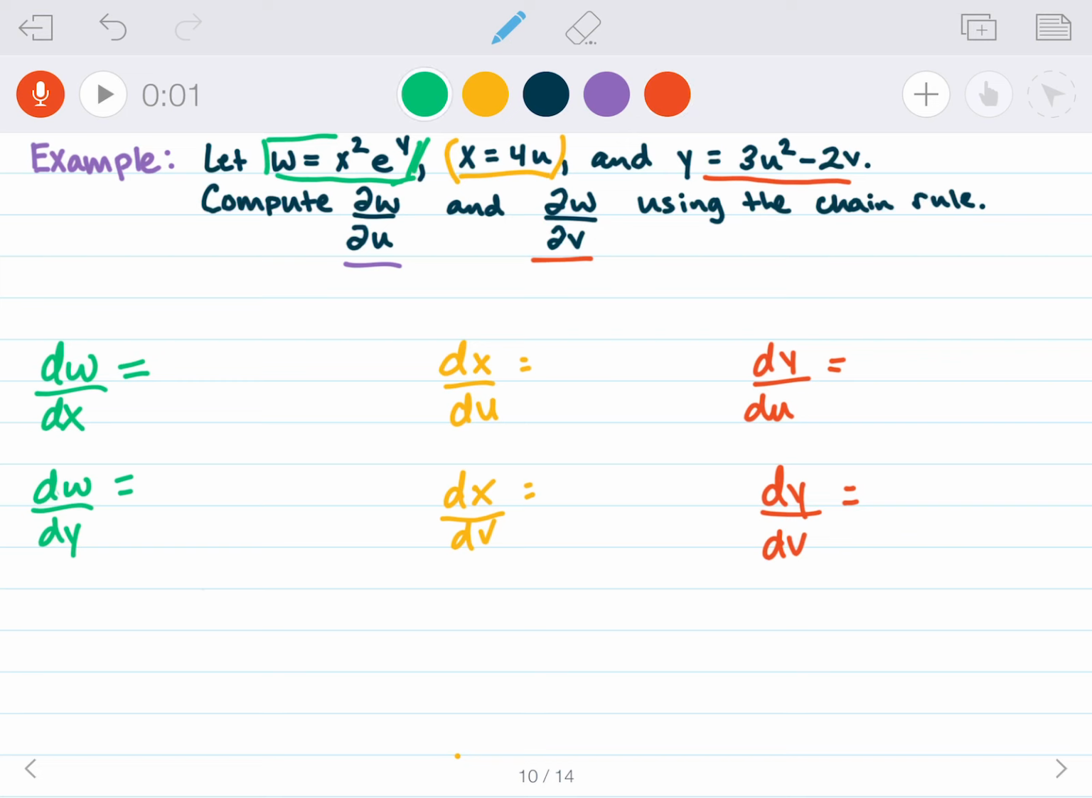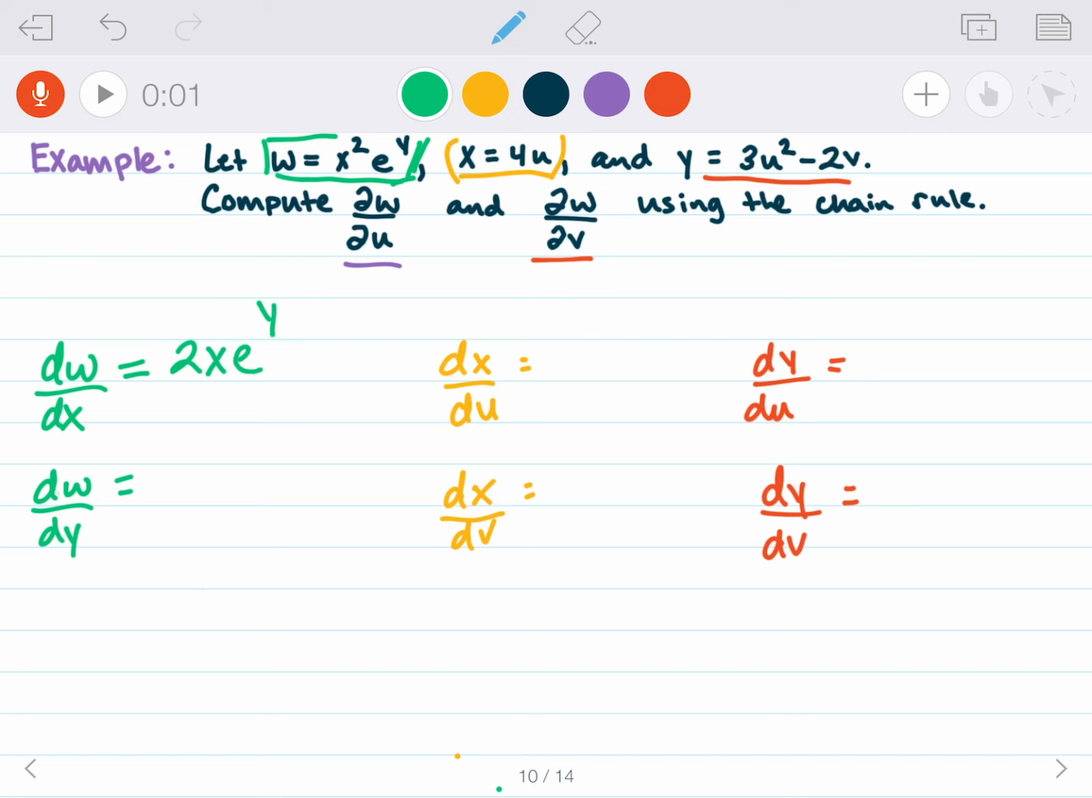So dw dx, we're fixing y as a constant, so we have to use the product rule here. Keep the first times the derivative of the second. Derivative of e to the y is 0 because we're thinking of y as a constant, plus keep e to the y times 2x. So we took the derivative of w with respect to x, leaving y as a constant. So we just have e to the y times 2x.